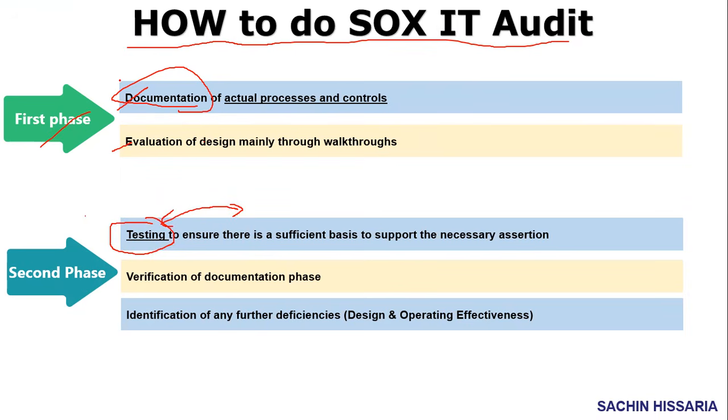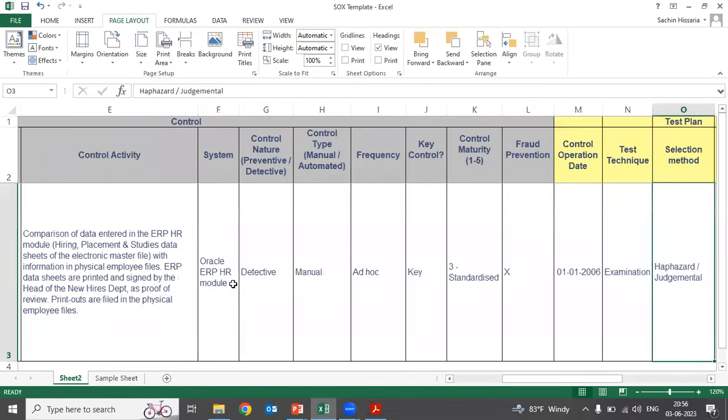Okay. Here what we have done is checked the design, which is TOD. And in the second phase you are doing TOE, which is test of effectiveness, where you will do actual testing to check whether these controls are implemented in the organization throughout the year or not. So we'll do testing, we'll do verification, and then we will identify the deficiencies if there are any. You will identify both: is there any deficiency in the design or in the operating effectiveness?